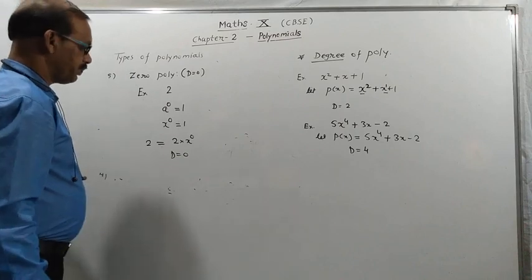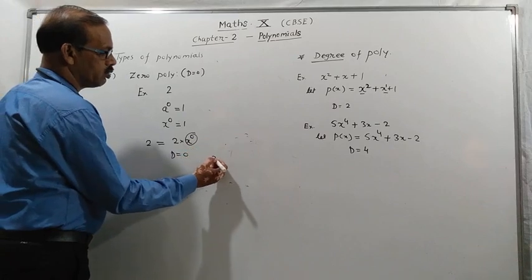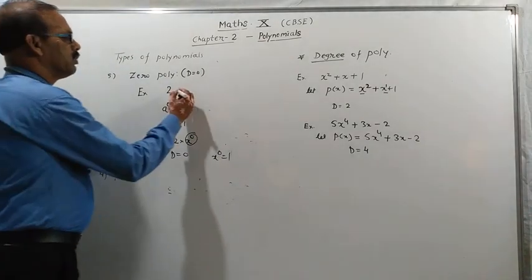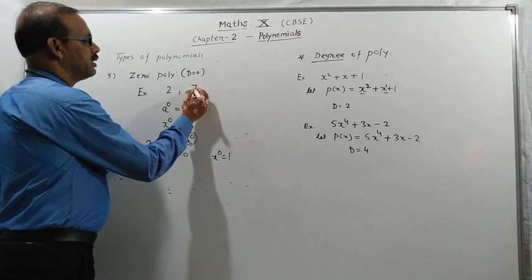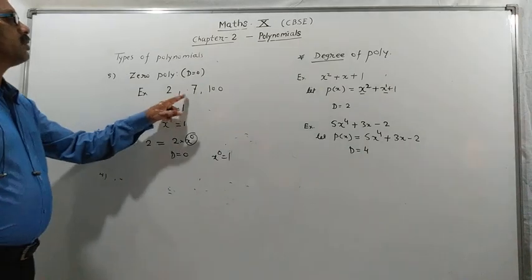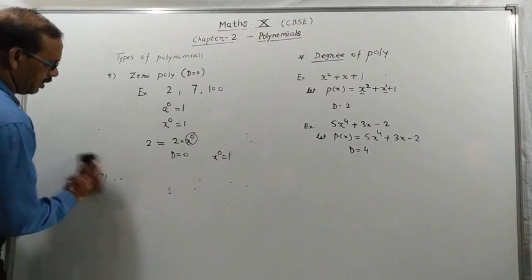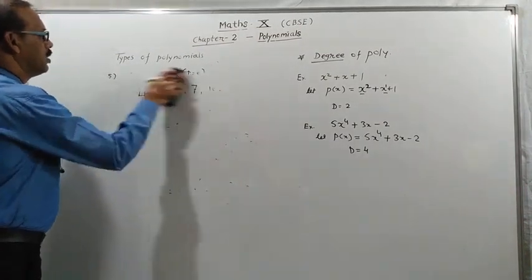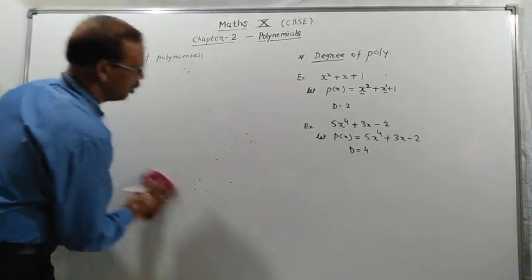Clear? Now, how is the degree 0? Because x to the power 0 is 1. In such a way, we can take some more examples of any number, like 700, which are constants, and the degree of any constant number is always 0. Now, the next type is the linear polynomial.